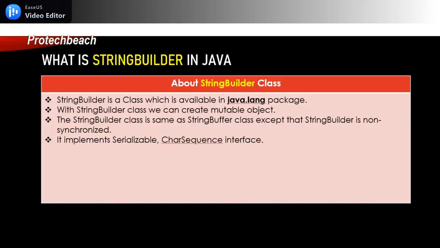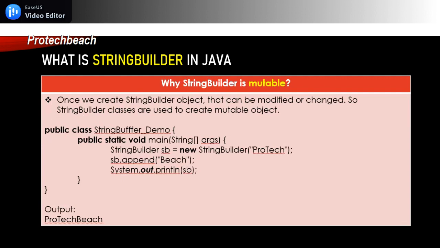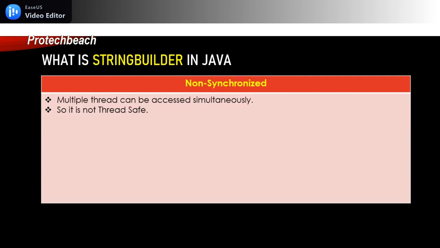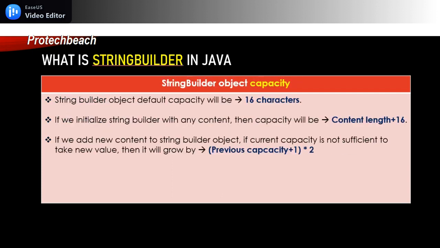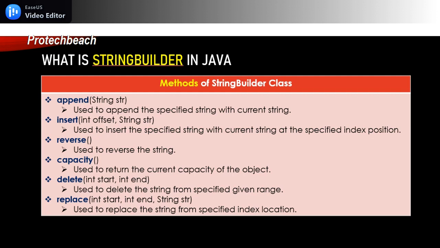In this video we learned what exactly the StringBuilder class is, in which package it is available, whether it is mutable or immutable, and whether it is synchronized or non-synchronized. We also saw the constructors of the StringBuilder class, and how the capacity of the StringBuilder object grows based on the input provided, whether with the default constructor or a parameterized constructor. We also saw some of the methods available in the StringBuilder class: append, insert, reverse, capacity, delete and replace.